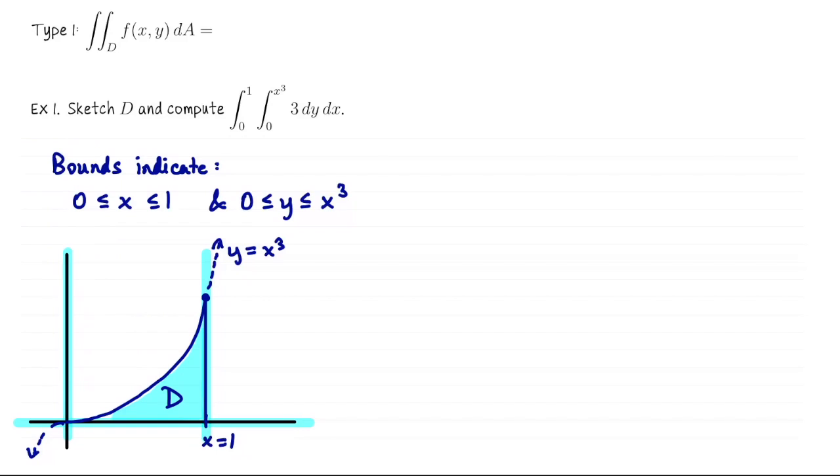This is actually also a type 3 region. Or in other words, it's also a type 2 region. So we could have set this up differently, but the way the integral was given to us, it was set up as a type 1 region.